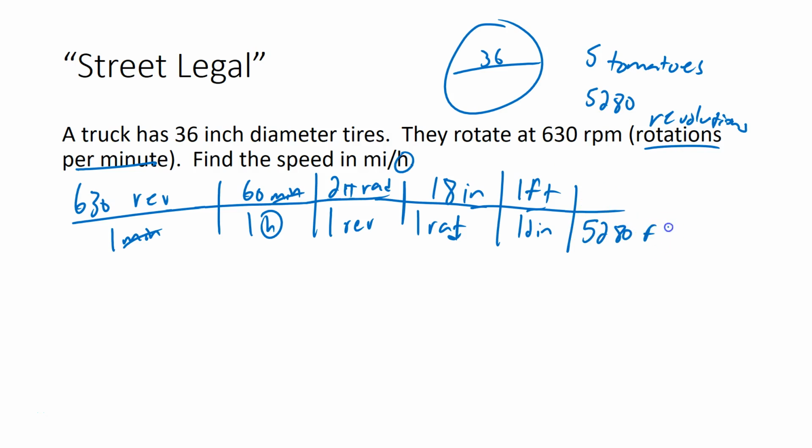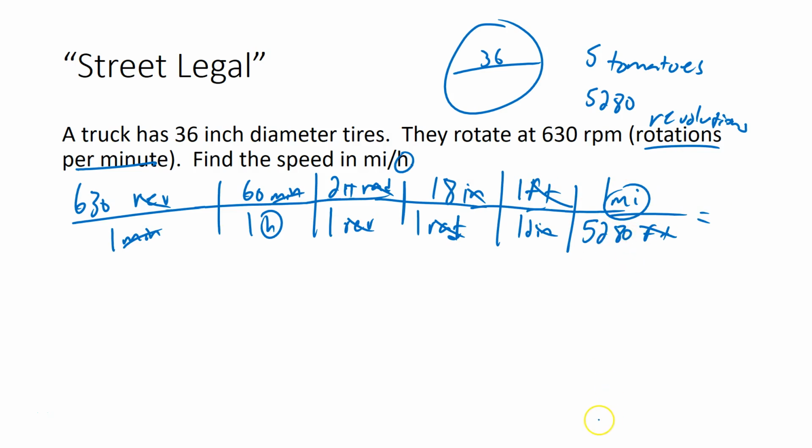5,280 feet in 1 mile. Let's see if everything cancels. We can cancel dance it out a little here. So feet goes away, inches goes away, radians goes away, revolutions go away, and we end up with miles on the top and hours on the bottom. Okay, now the way I like to do it is just multiply everything across the top, get a number, multiply everything across the bottom, get a number.